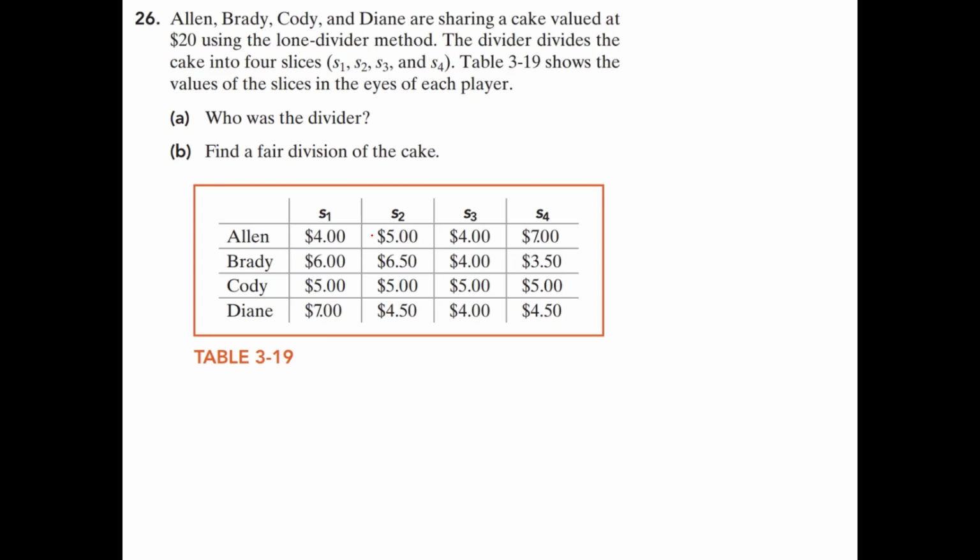Brady, same thing. S1 is 6, S2 is 6.50. Diane, same thing. I'm sorry, S1 is $7 and S2 is 4.50. She couldn't have been the divider. So Cody is the only one who has all the 4 slices valued the same. So who was the divider? What I expect you to write is Cody, and what I expect you to say is all slices have same value for Cody.